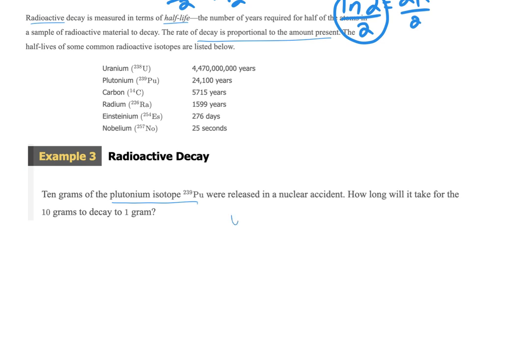So y equals, what's our initial value? 10 e to the kt. All right, that's our general form. Okay, now I know that there will be 5 grams left after, see, plutonium, 24,100 years.